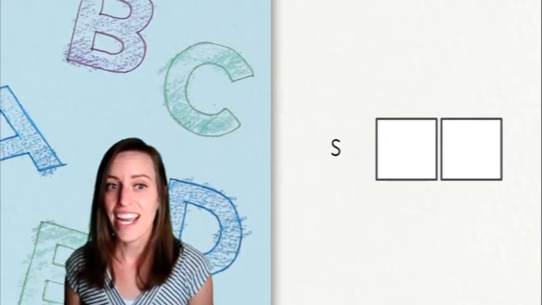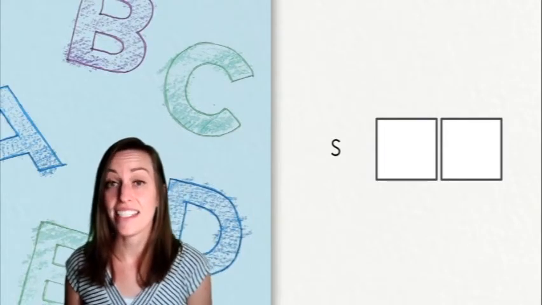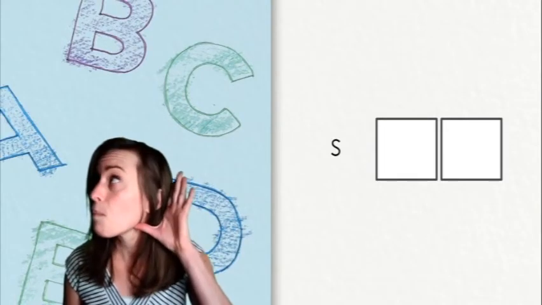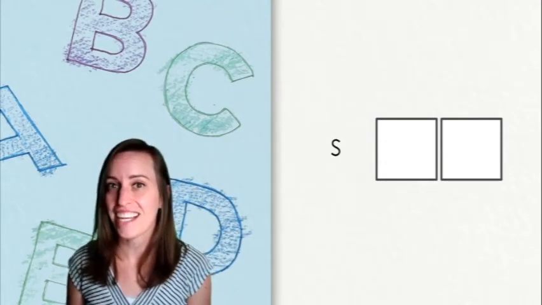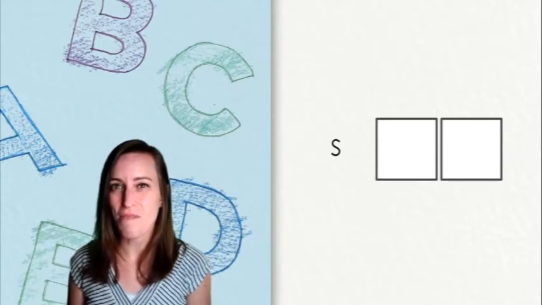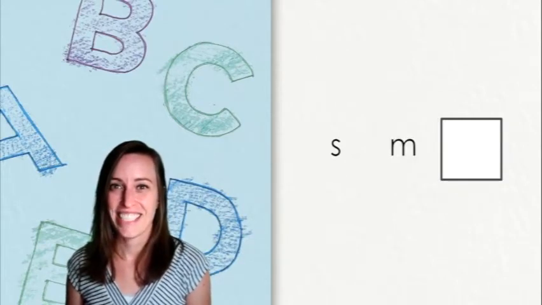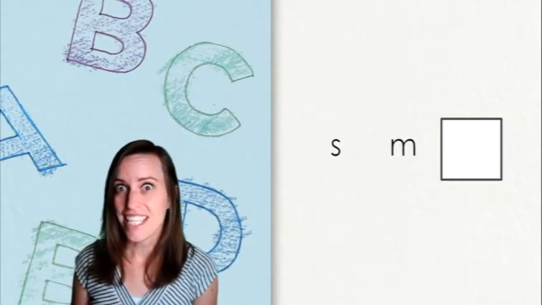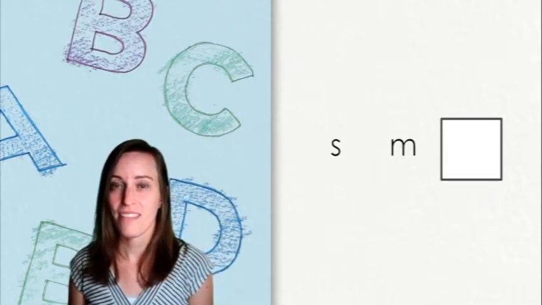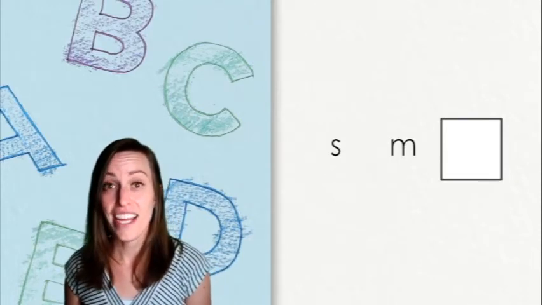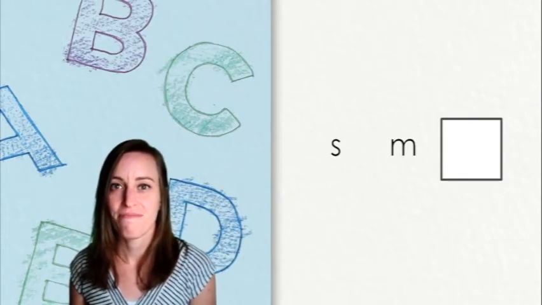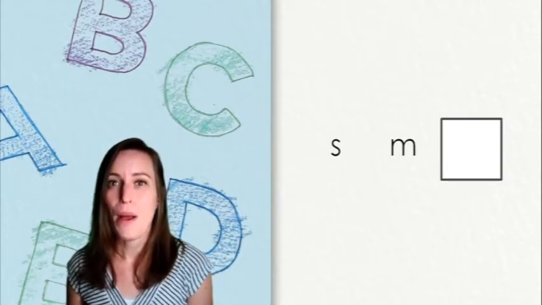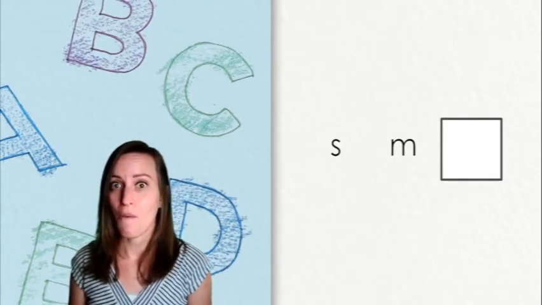The letter is an S, and the sound is S. That's right, you've got it. Okay, the next one is all you. What's the letter? That's right, it's an M. And what sound does it make? That's right. One more.